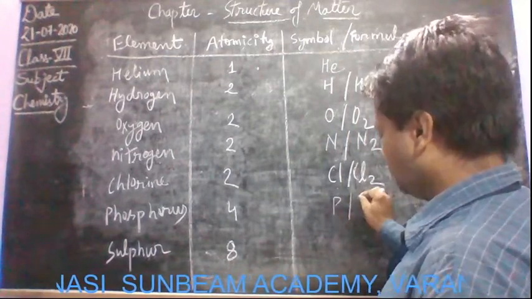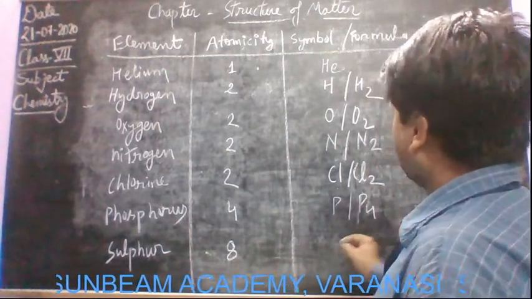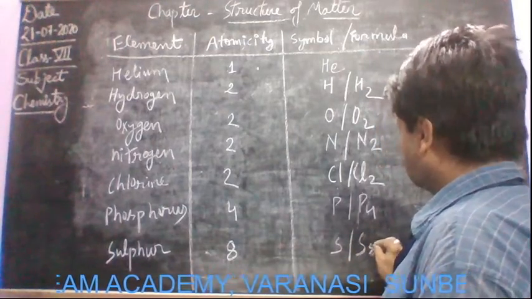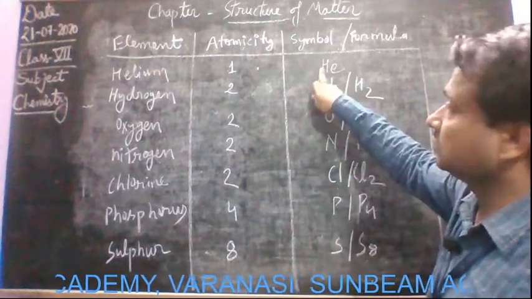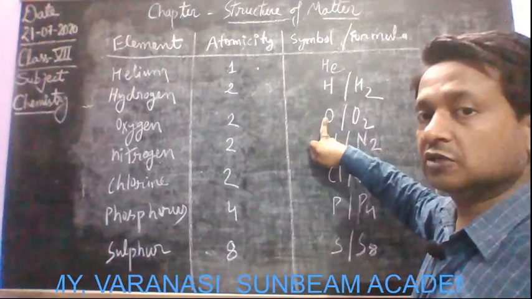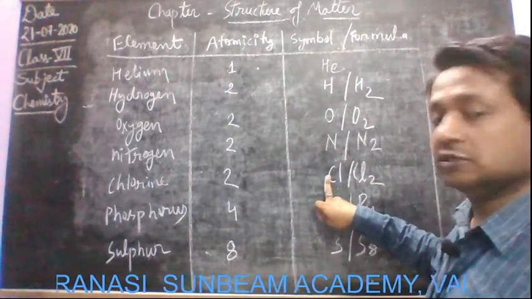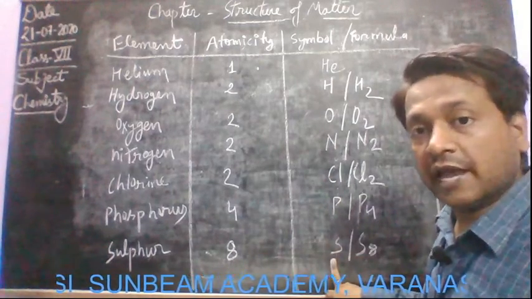Phosphorus, P or P4, and sulfur, S or S8. So these are the symbols. Symbol of helium, He. Symbol of hydrogen, H. Symbol of oxygen, O. Symbol of nitrogen, N. Symbol of chlorine, Cl. Symbol of phosphorus, P. And symbol of sulfur, S.